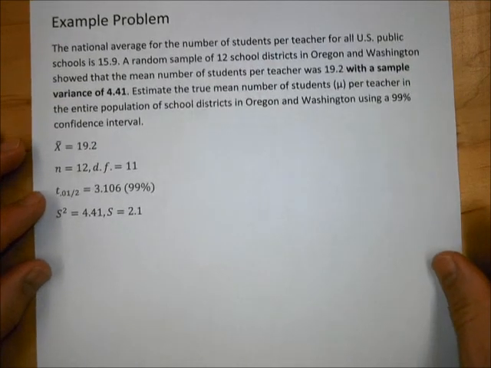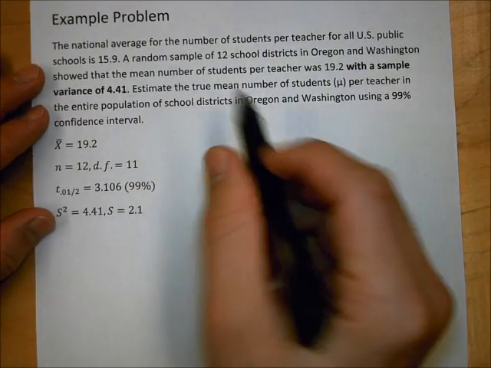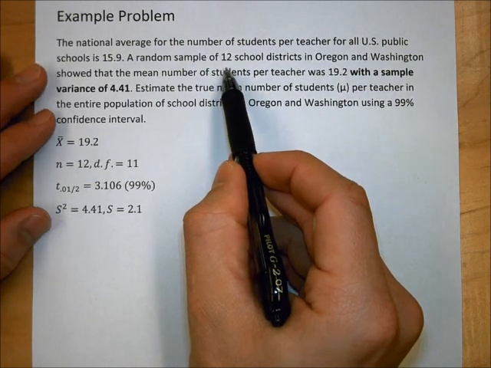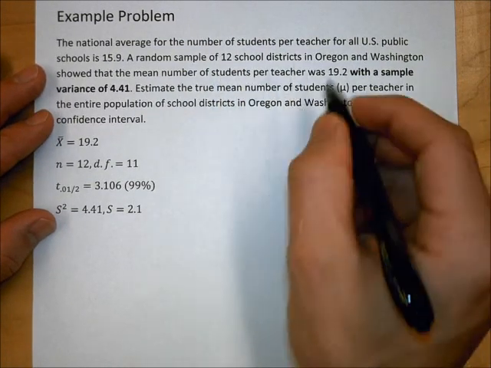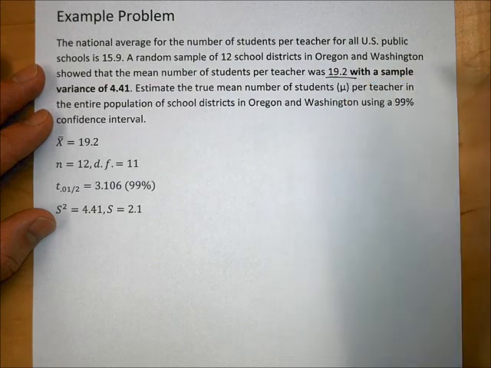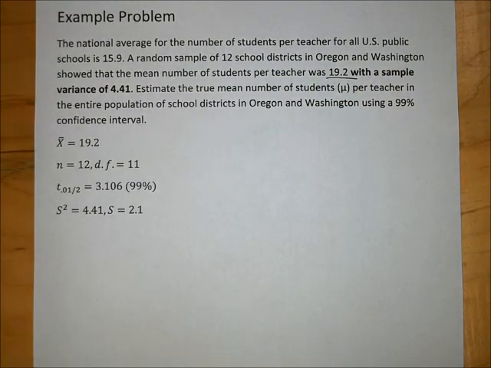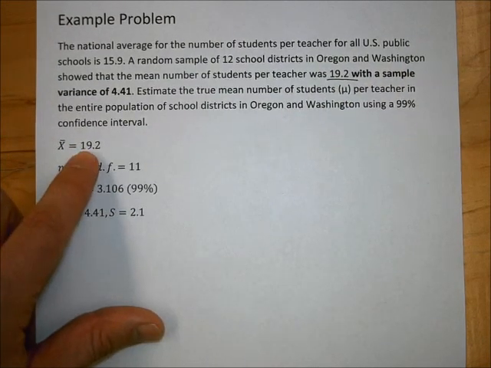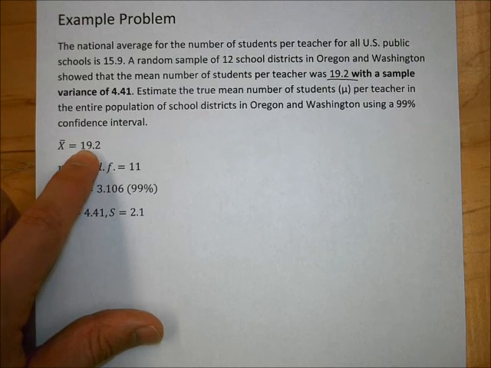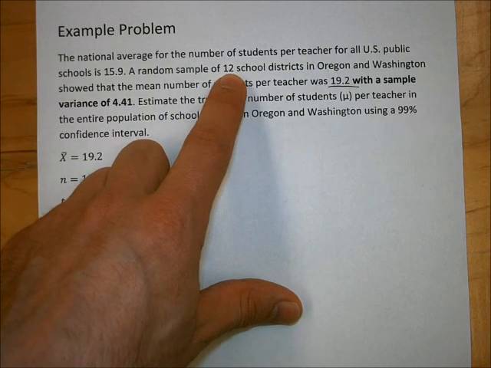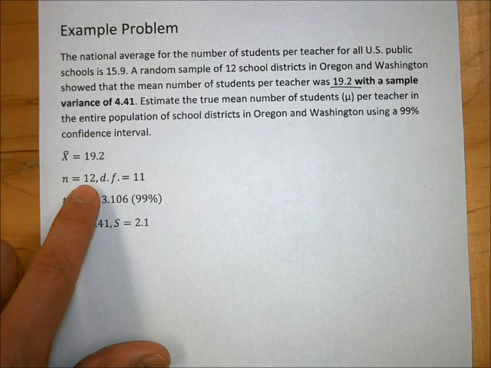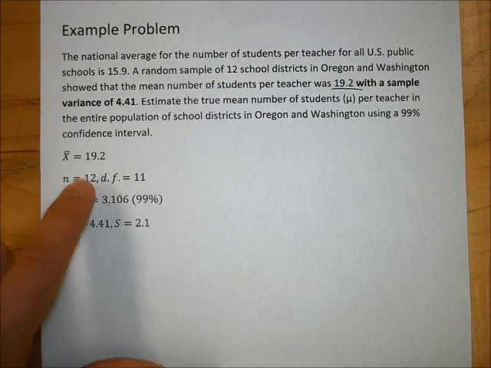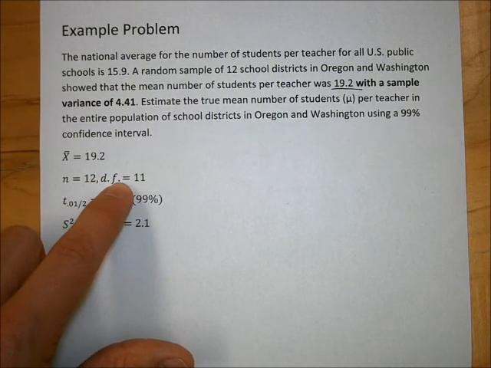Here, I indicate that a sample of 12 school districts produced a sample mean of 19.2 students per teacher. That's where you see my X bar is 19.2. Because we took a sample of 12 school districts, my sample size is 12, and I know that my degrees of freedom will be 11.